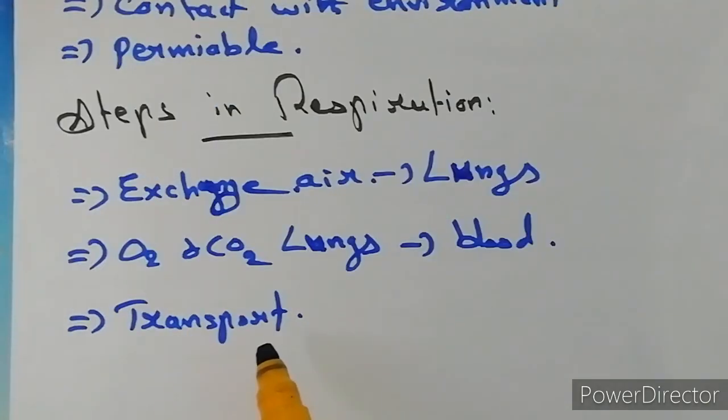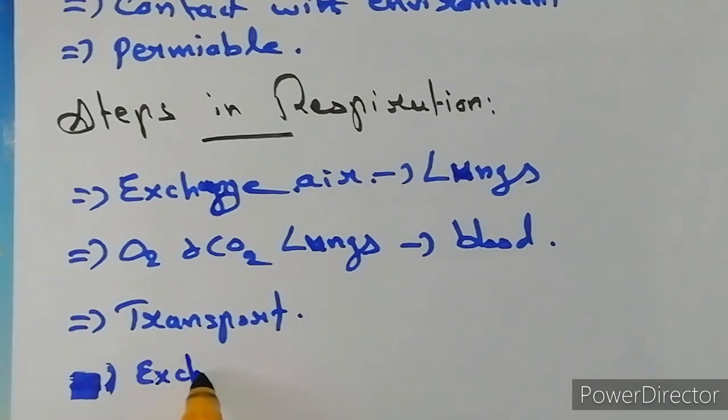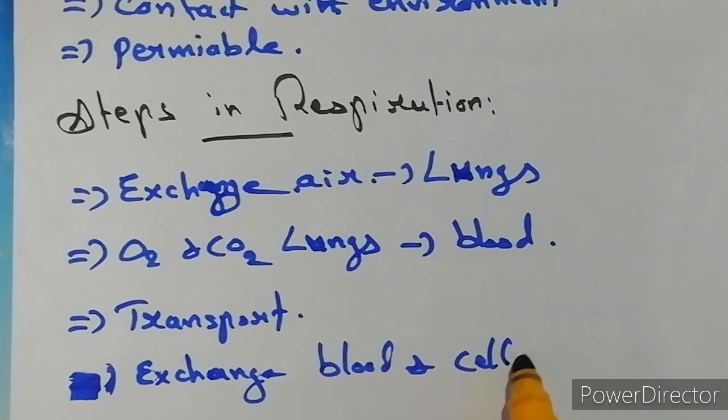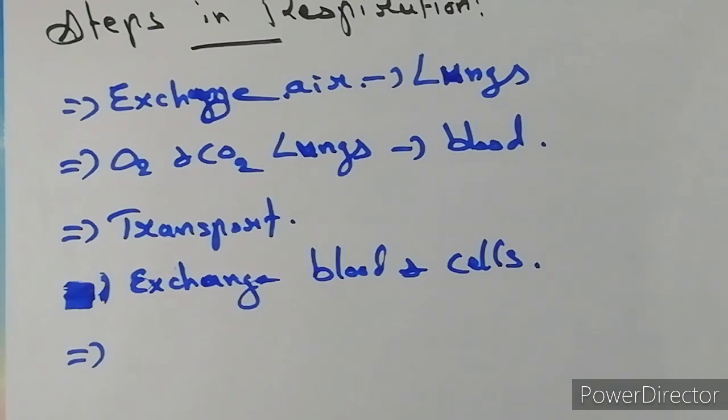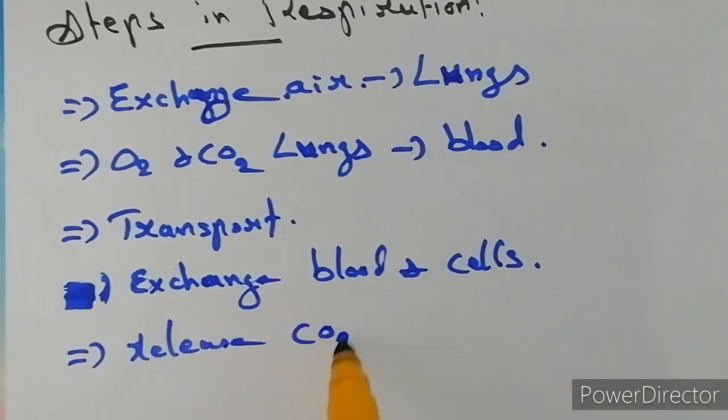So from the blood it is transported to the cells, right? Then there again we could say exchange of gases between the blood and the cells. Again one exchange is going on between blood and cells, right? Here it is leaving the oxygen and collecting the carbon dioxide. The next process is the uptake of oxygen by the cells for various activities and release of carbon dioxide. So finally, it is releasing carbon dioxide. So listen.